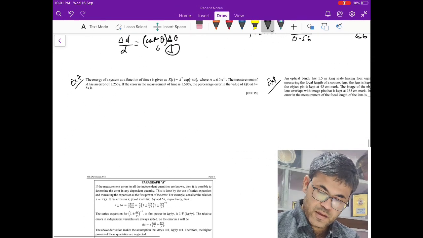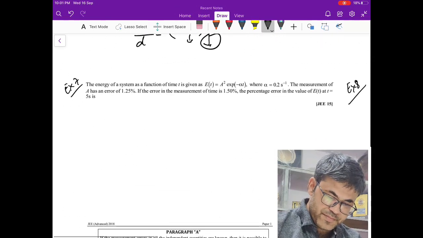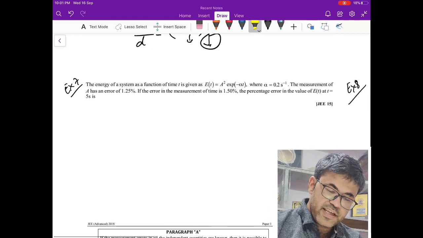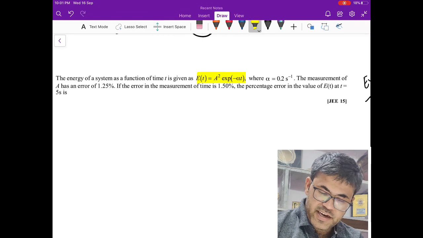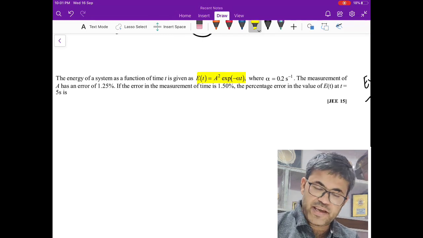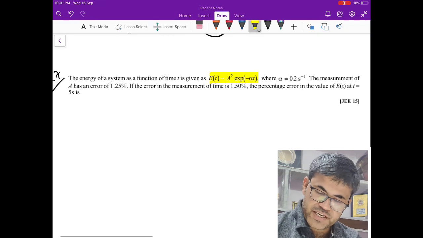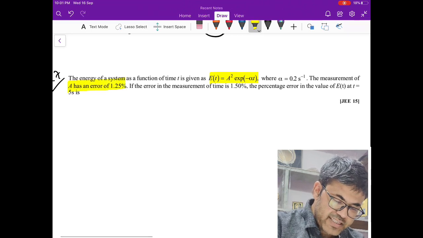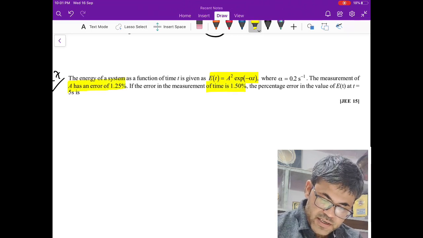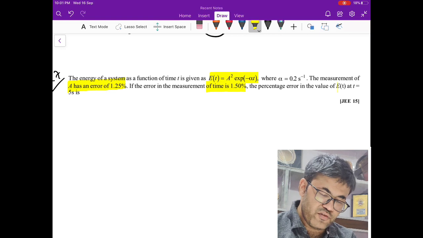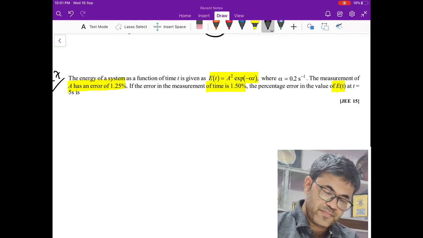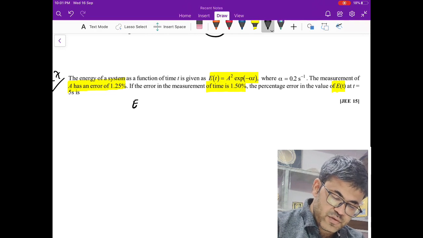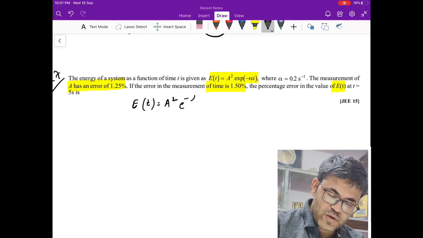So now next one, seventh one. The energy of a system as a function of time is given by E at t is A square exponential minus alpha t, where alpha is 0.2 per second. The measurement of A has an error of 1.25% and the time measurement has an error of 1.5%. Then the percentage error in the value of E will be. So whenever we are encountered with such questions, what we can do, this E at time t is given as A square e to the power minus alpha t.